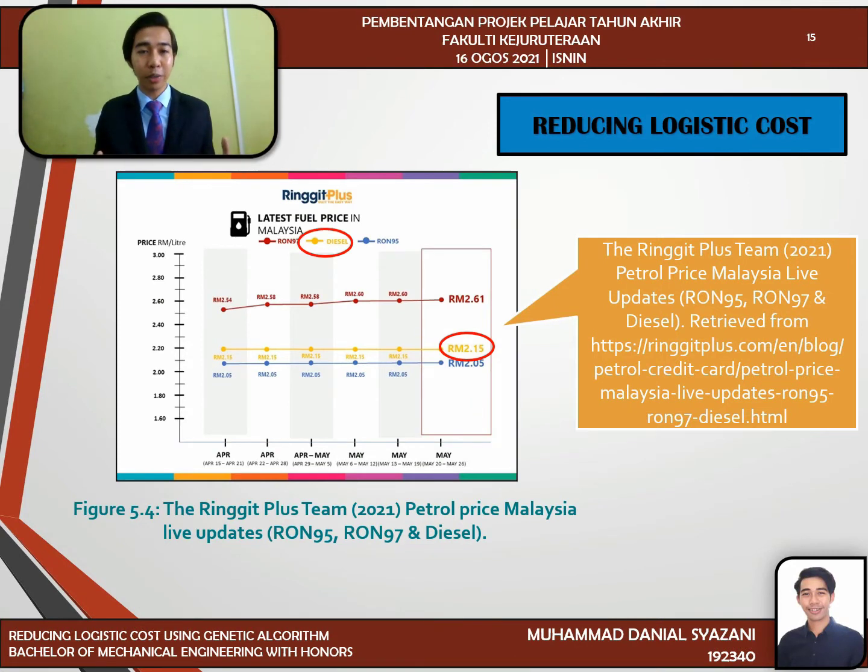Now, we move to the crucial part to prove the second objective on reducing the logistic costs. Before that, Figure 5.1 shows the diesel price, which is 2 ringgit 15 cents. For your information, this truck uses diesel fuel in order to deliver the goods to the customers.